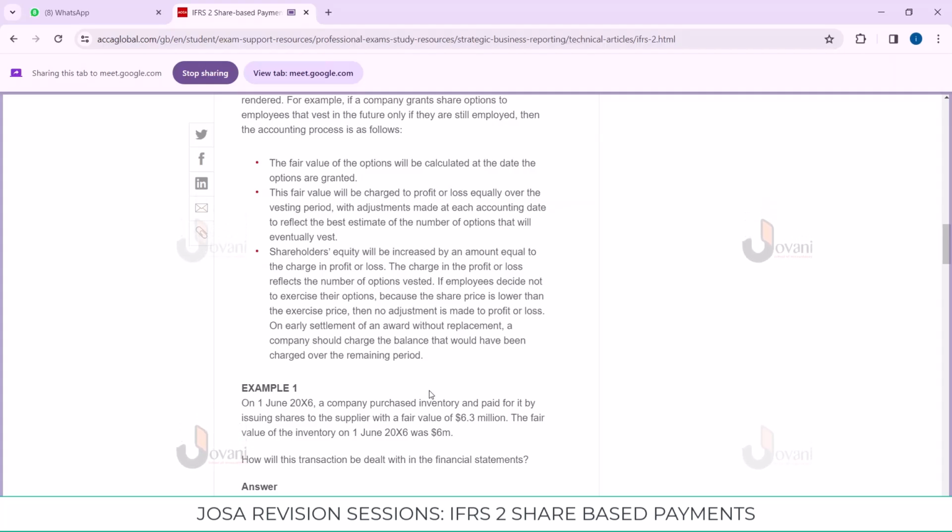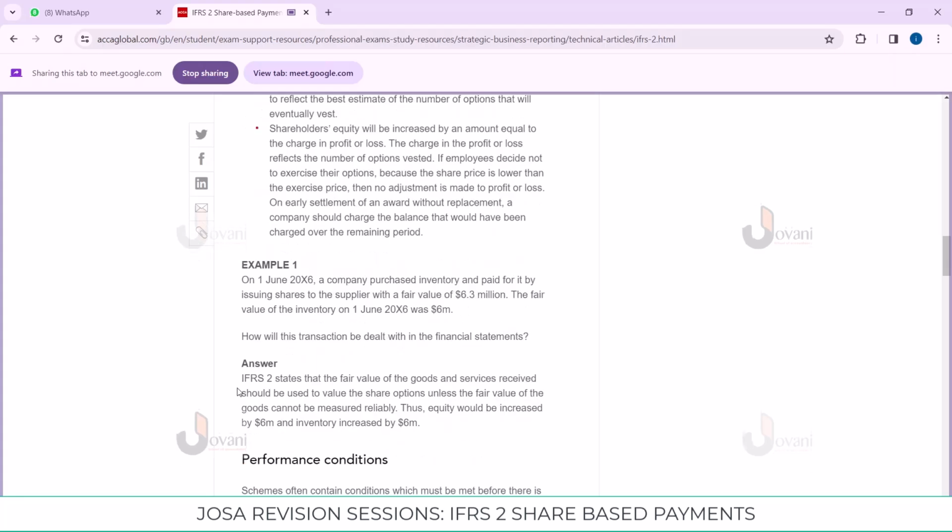Perfect. Because we said when it is with someone who is not an employee, we take the fair value of the goods. We only take the fair value of the options if the fair value of the goods is not available. So you got it. We should take 6 million and not 6.3. Let us see what the article says.